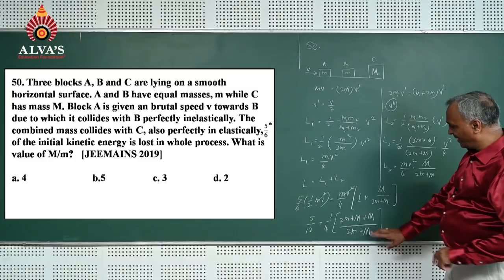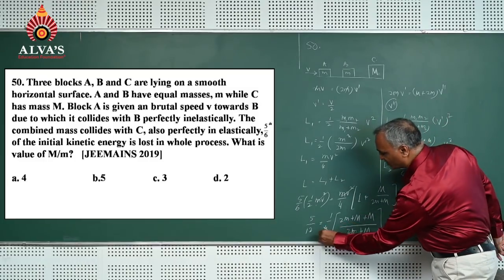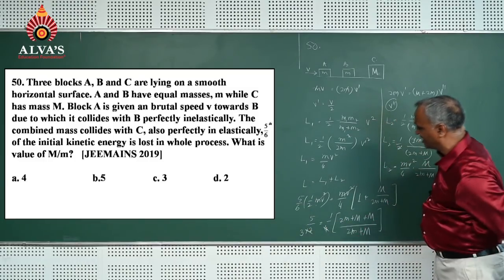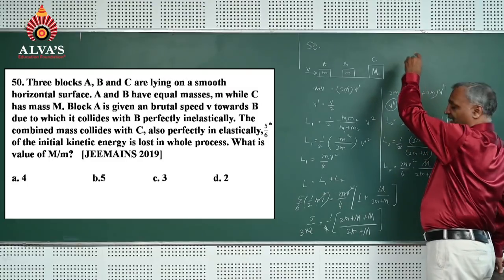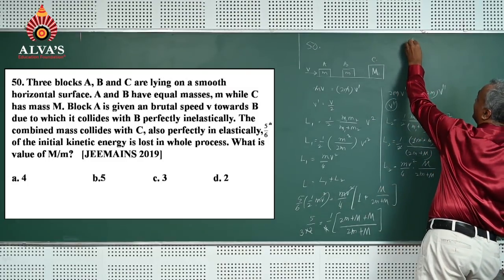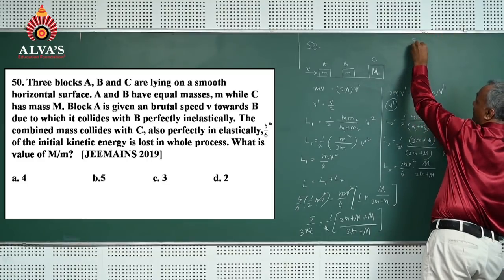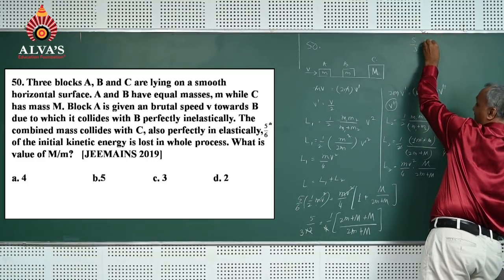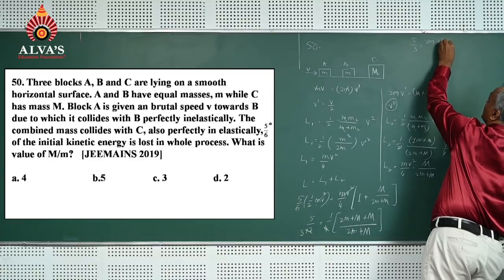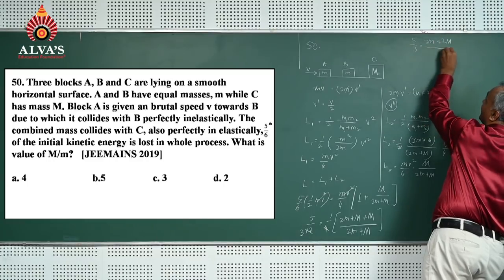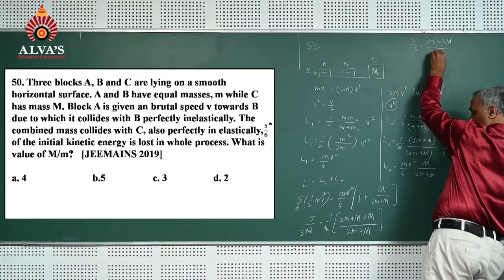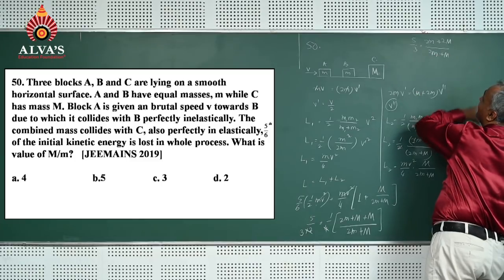So if you simplify this, this goes 3 times, 4 threes. So what's remaining on the left side is 5 divided by 3. On the right side you have 2m plus 2 capital M divided by 2m plus m remaining, right?